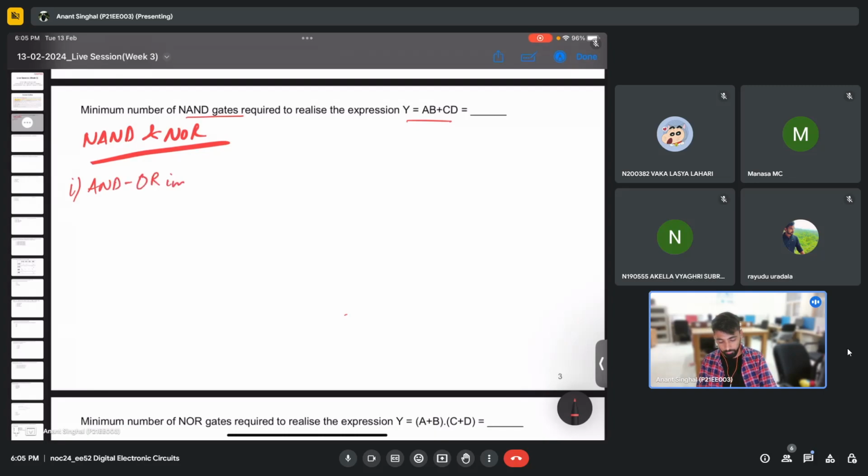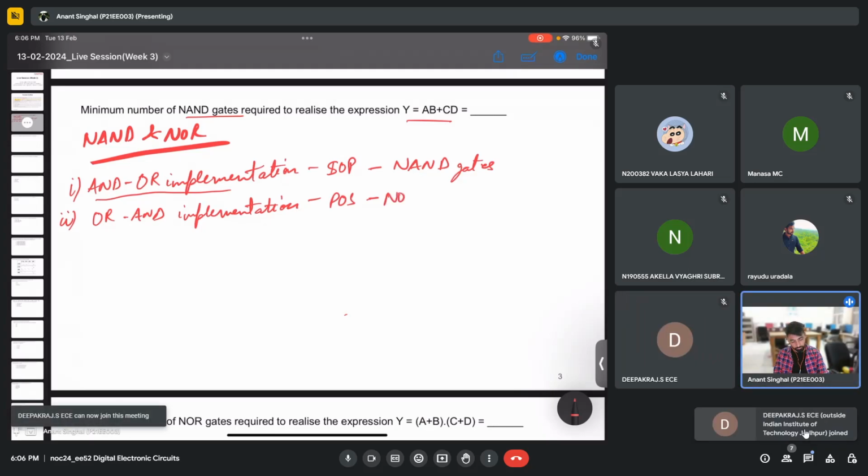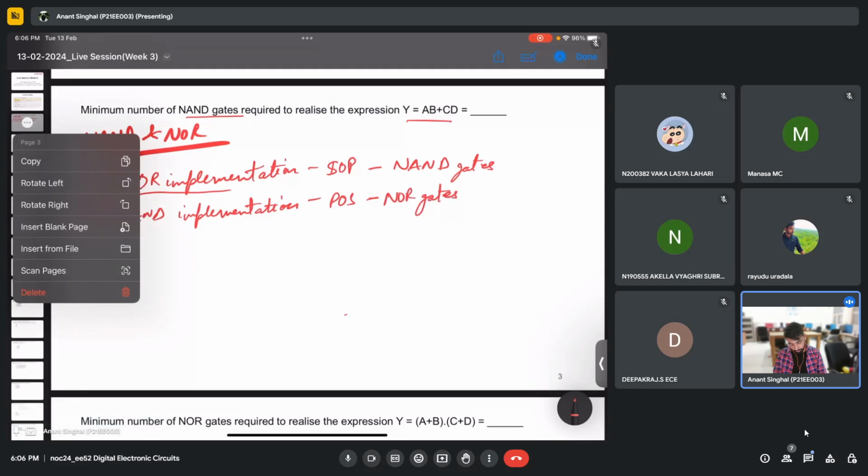One is AND OR implementation, and the second one was OR AND implementation. I told several shortcuts: whenever you have an AND OR implementation, it will basically be a SOP form, and it will be easily implemented using NAND gates. And if we have an OR AND implementation, it will be a POS form, and it will be easily implemented using NOR gates. And I gave an example, which was the given question.